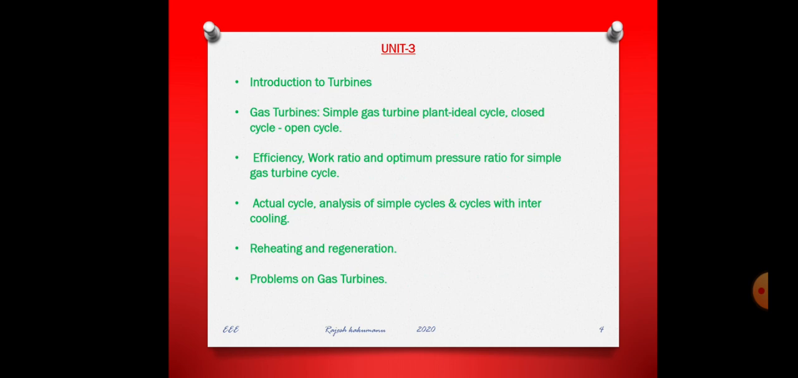Next, the efficiency of the gas turbines, the work done ratio of the gas turbines, optimum pressure ratio for a simple gas turbine cycle. So in the unit 2, whatever the features, whatever the efficiencies, whatever the work done you are seeing, the same thing you can see in this unit 3 also.